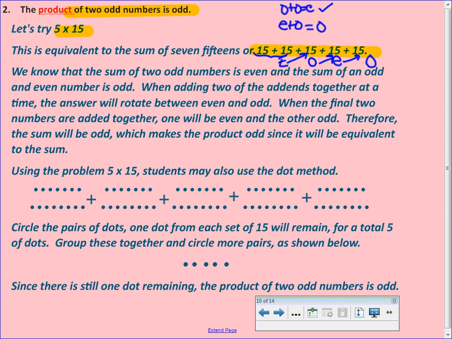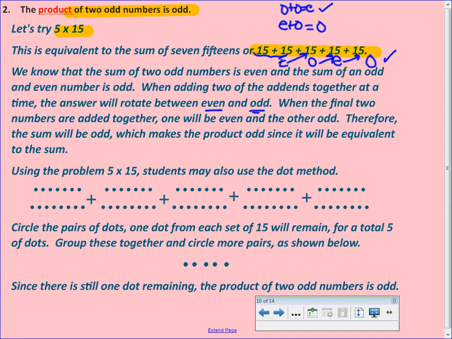All right. Again, when adding the addends together two at a time, the answer goes back and forth between even and odd, and we end up with an odd answer. So the product of two odd numbers is odd, and we were able to prove that. We could also prove it with our model.